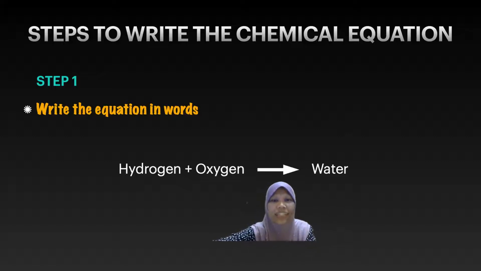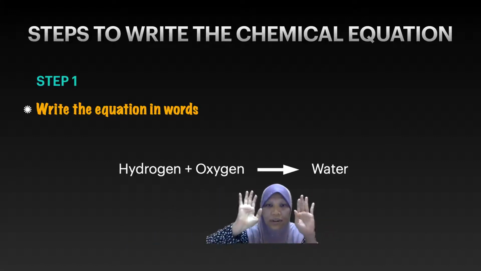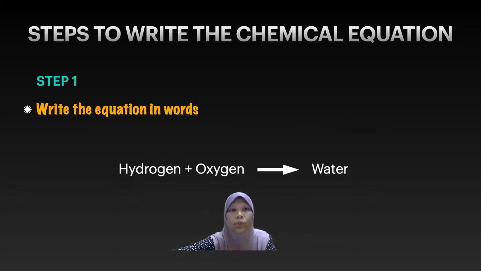If you look at this equation, you can see that there is a plus sign. The plus sign means the first reactant reacts with the second reactant. And then we have the arrow sign. The arrow sign shows the product. So if we read this equation in words, the equation says hydrogen reacts with oxygen to produce water. So that is the first step. You need to write the equation in words.